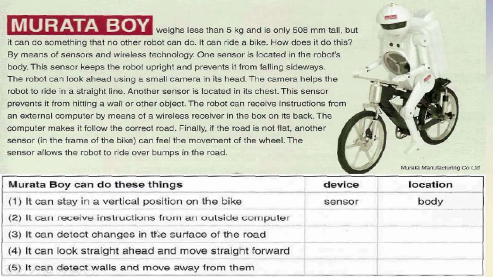You can see that in this column, you have the things the robot can do. For example, it can stay in a vertical position on the bike. In this column, you have the devices the robot uses to do these things. And in this last column, you have the locations of these devices. Great. You can see that we are required in this task to scan the text and find specific information.